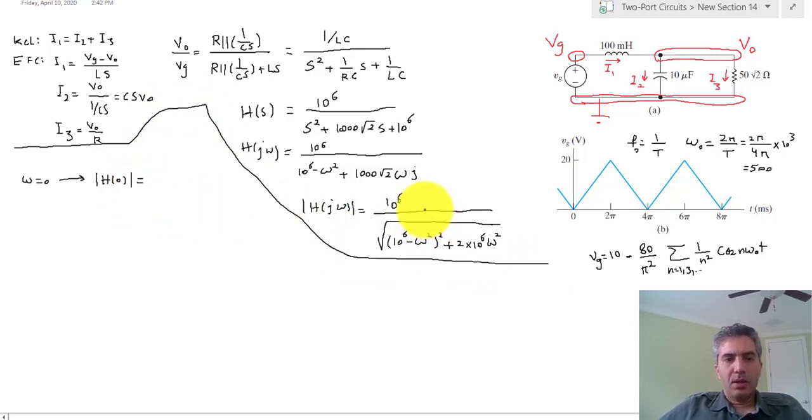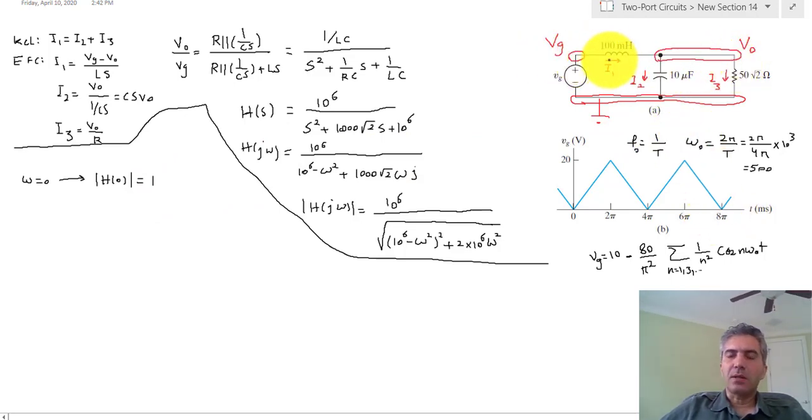So putting omega equal to 0 in this equation, this term goes away, 10 to the 6 comes out of the square root, and then you get a 1. So what that tells you is that the magnitude of the output in response to a DC component 10 would be 10 times 1, which is just 10. In other words, all of the DC component is going to pass through.